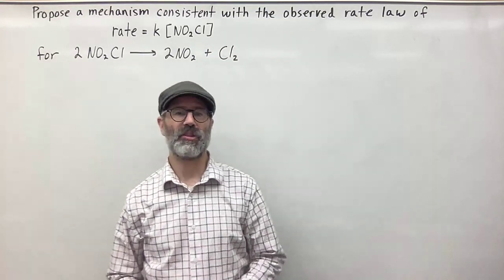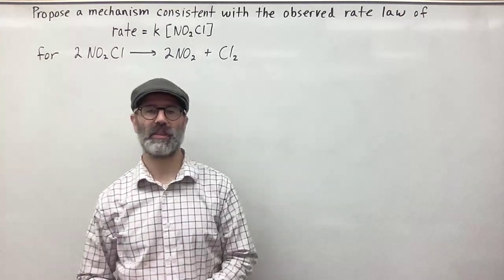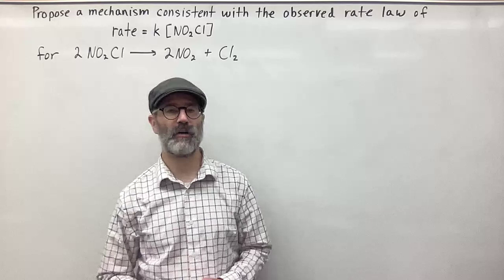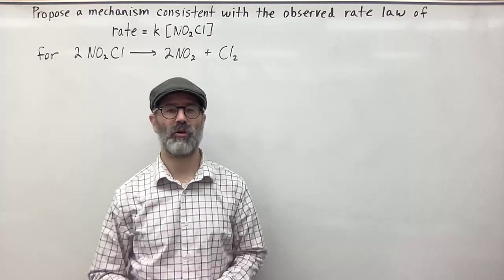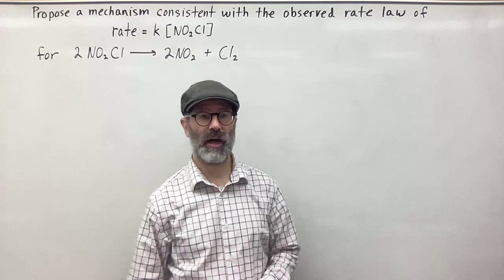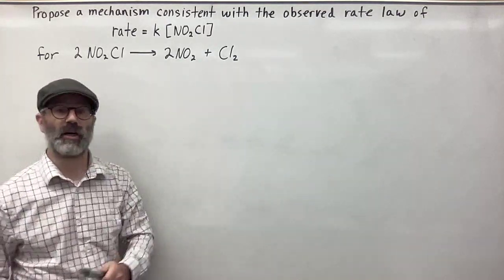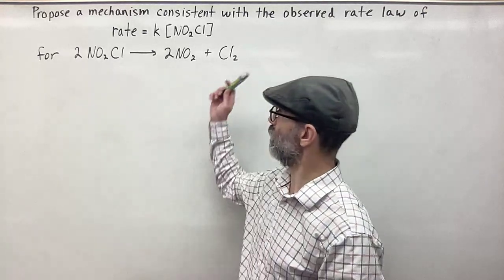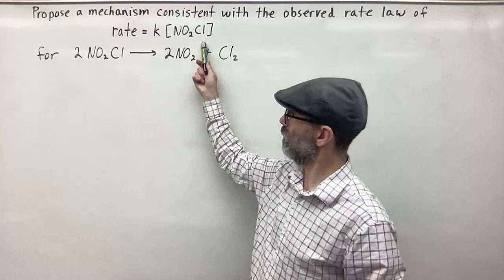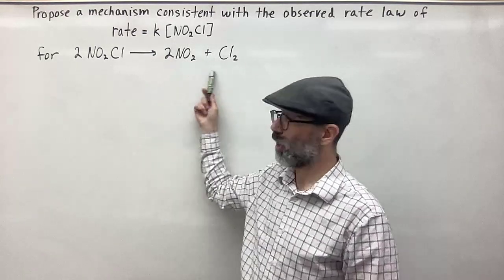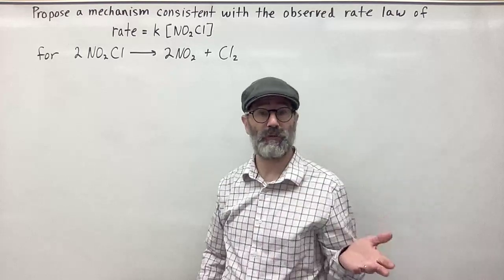Okay. So for this problem, we're told to propose a mechanism consistent with the observed rate law, where the rate is equal to k times the concentration of NO2Cl. And then they give us this reaction here, right? So we are given the rate law, rate is equal to k times the concentration of NO2Cl, and then we have this overall reaction. And so we need to find a mechanism.